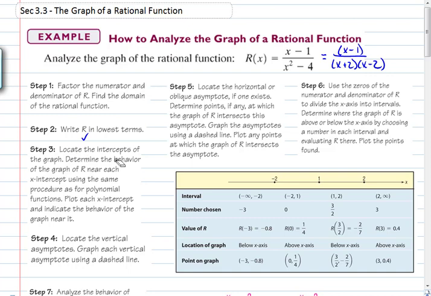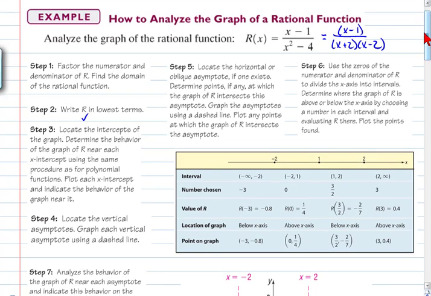Then we locate the intercepts of the graph and determine the behavior of the graph near each x-intercept using the same procedure as for polynomial functions. So we can go ahead and do that. Where is our x-intercept going to be? How do you find an x-intercept? It's where the y is equal to 0, right? So if we set the y value equal to 0, meaning this function here is equal to 0, the only way for a fraction to be equal to 0 is if the numerator is equal to 0, not the denominator. So the only way this numerator is equal to 0 is if x is equal to 1.